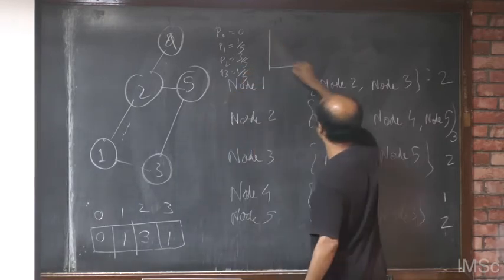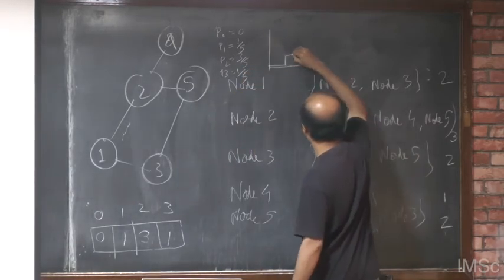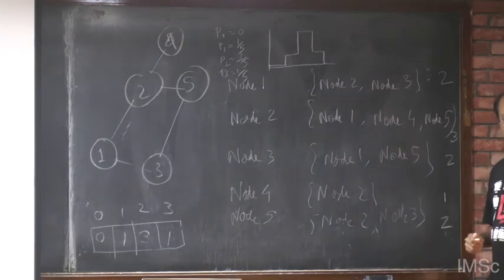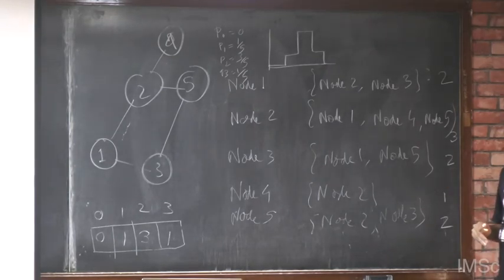So this essentially gives me the probability distribution. It's of course a discrete probability distribution corresponding to the degree. Okay.